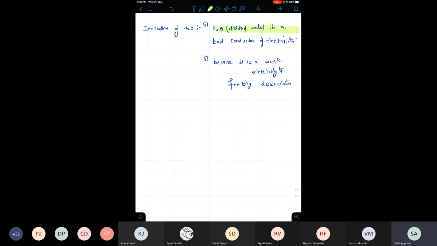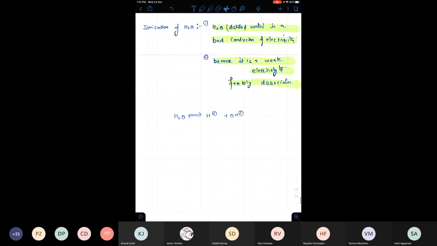Water is a bad conductor of electricity. Why? Because it does not have ions. Why does it not have ions? Because it is a weak electrolyte. It feebly dissociates, it dissociates very little. If it feebly dissociates, then there will definitely be an equilibrium between its ions and undissociated molecules.